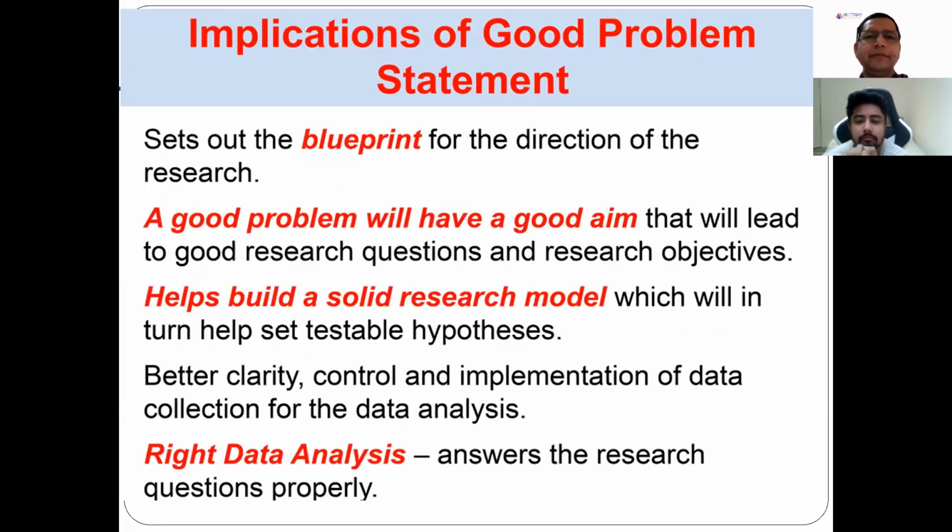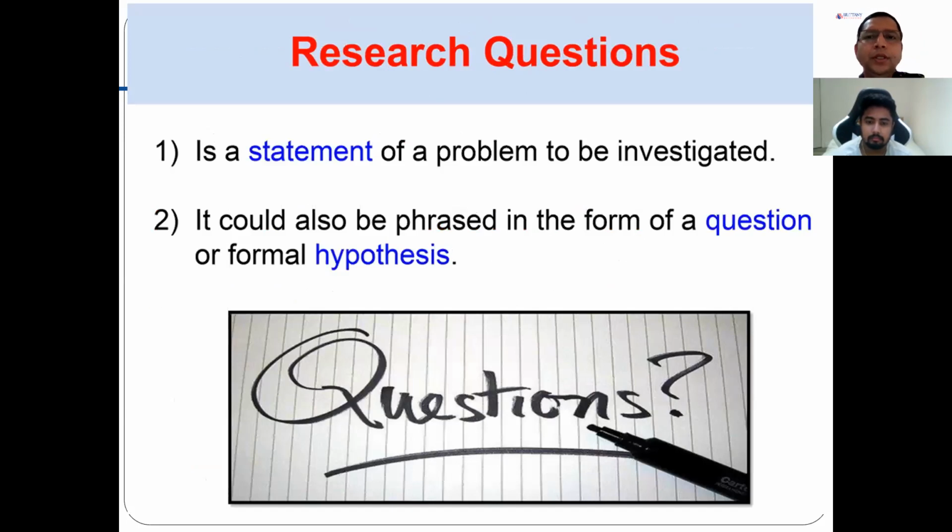So there are some implications for a good research problem as well. It sets out the blueprint for the whole direction of the research. By reading your problem statement, a reader will know what main objectives you are going to resolve. A good problem statement will have a good main aim and objectives. It also helps build a solid research model and the right data analysis. Remember, when you set your objective, it also indicates the research approach you are going to take. Is it qualitative or quantitative or what? So that's all about the research gaps and research problem statement.